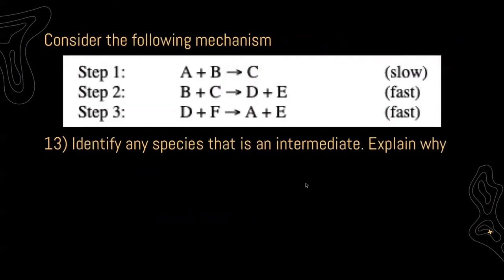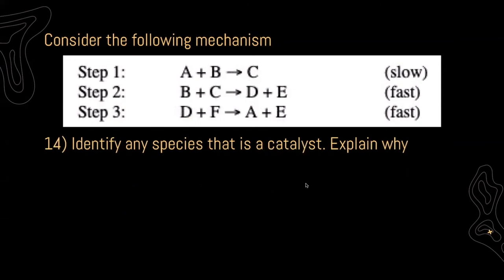Now we have to consider this following mechanism. And we have to identify any species that's an intermediate. I'm going to compare step 1 and step 2. What intermediates do I immediately see? Well, we create C, and then we immediately use it up. So C is going to be an intermediate. Now let's look at step 2. In step 2, we create D, but then in step 3, we also immediately use it. So 2 intermediates are going to be C and D.